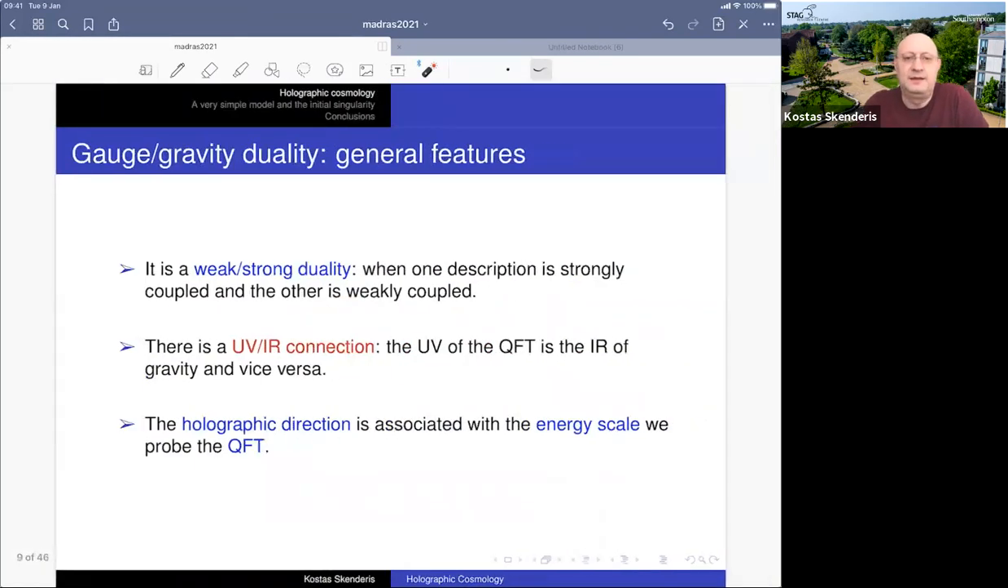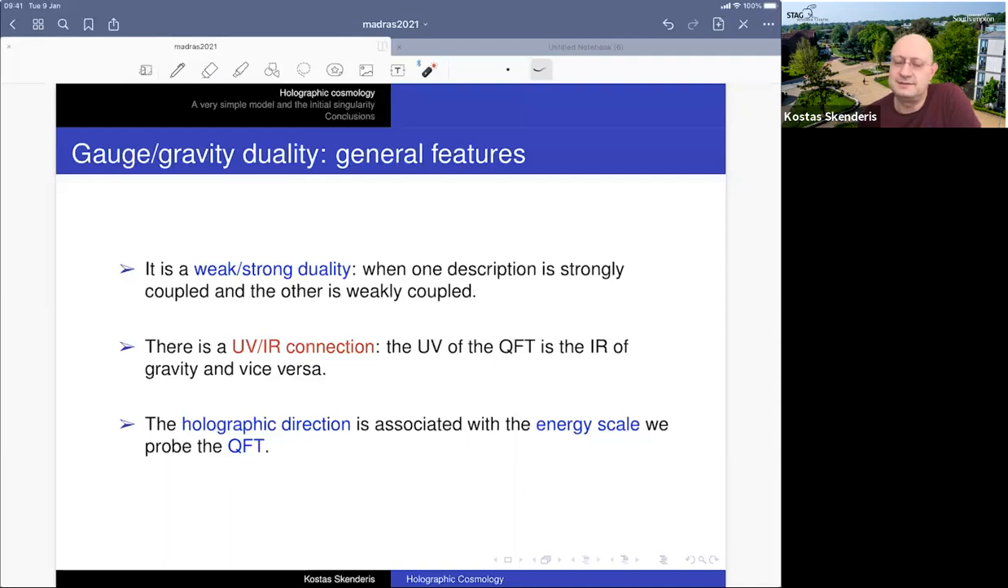Okay, so let me now give you the general idea, and I'll try to be non-technical in this first part, because some of the conceptual underpinnings are rather simple, and many of the ideas follow from them. I have one slide about general features of gauge gravity duality, which are essential in what I'm going to talk about later. First of all, this is a weak-strong duality, meaning that one description is strongly coupled, the other is weakly coupled. Usually we use this in the direction that if we want to understand strongly coupled quantum field theory, then we could use a weakly coupled gravity theory.